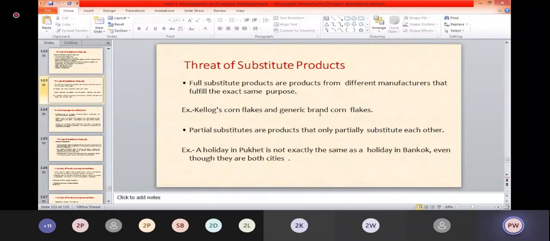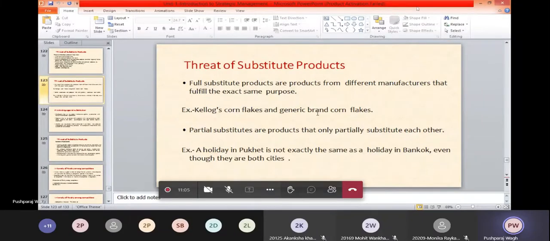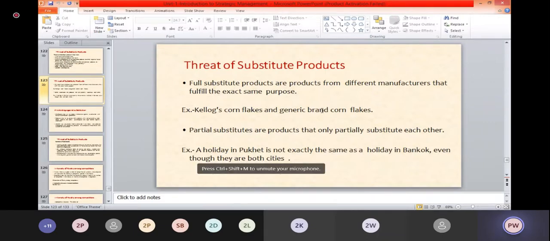There can be partial substitution also, which can provide not exactly the same type of benefit, however it can partially satisfy the purpose, therefore they can be called partial substitutes. These are the products that only partially substitute each other, so they can fulfill only a partial need of the customer. Even if not given exactly the same benefit, at least it can satisfy the customer to some extent.